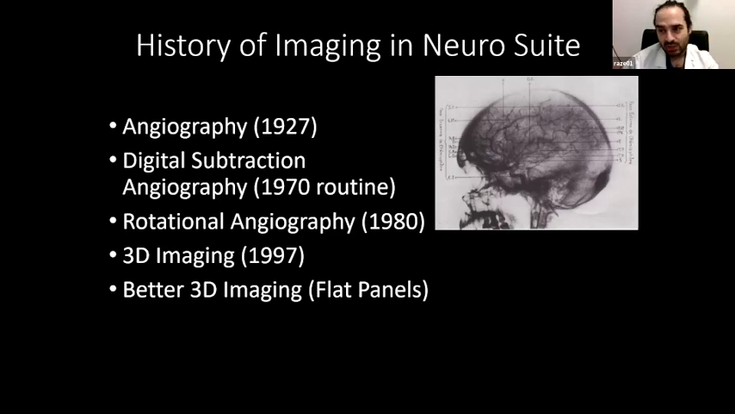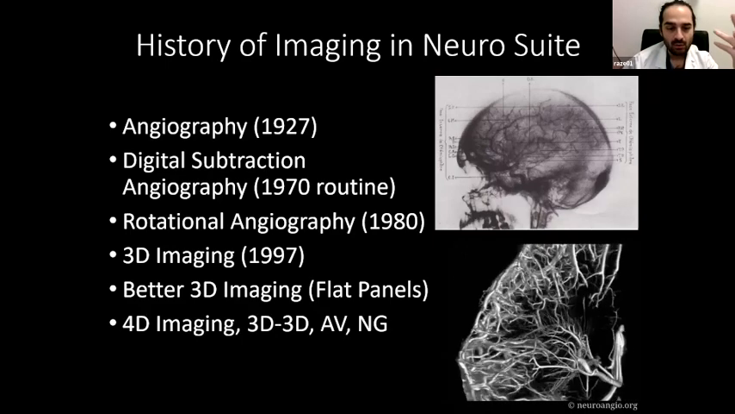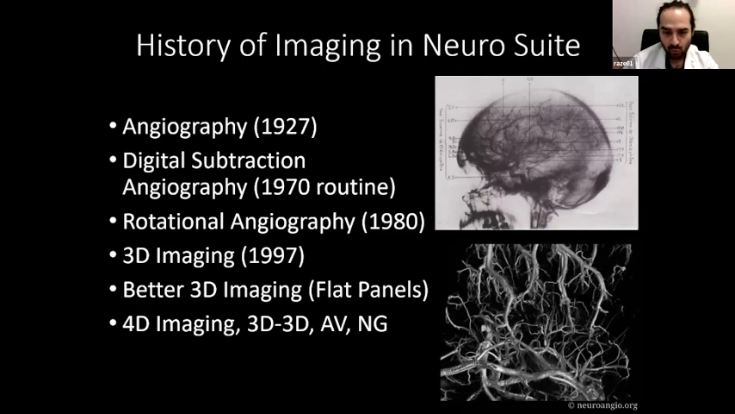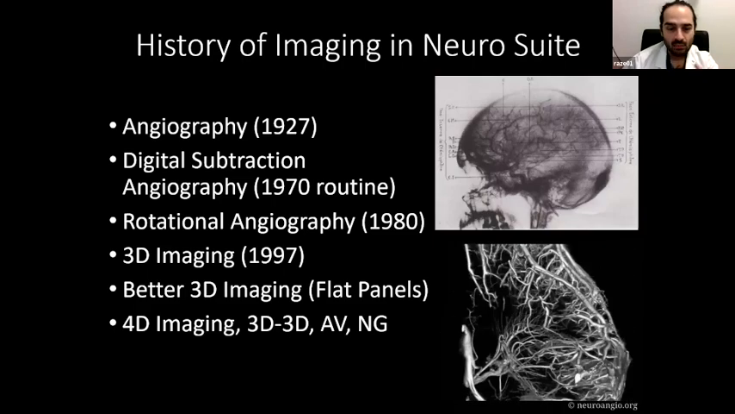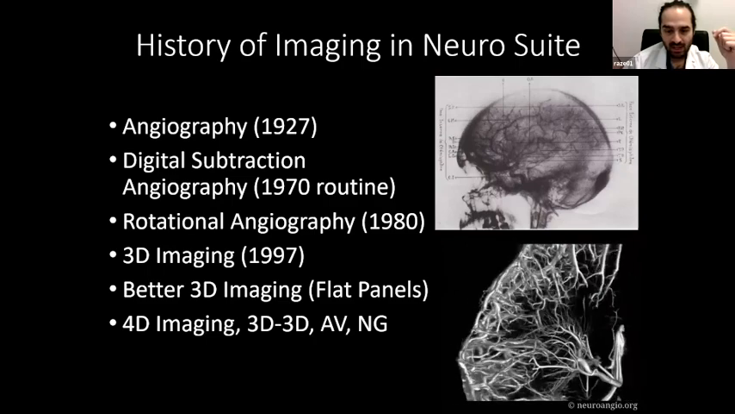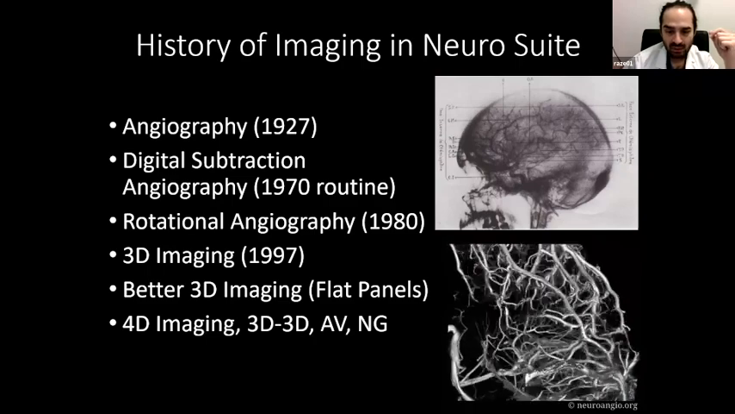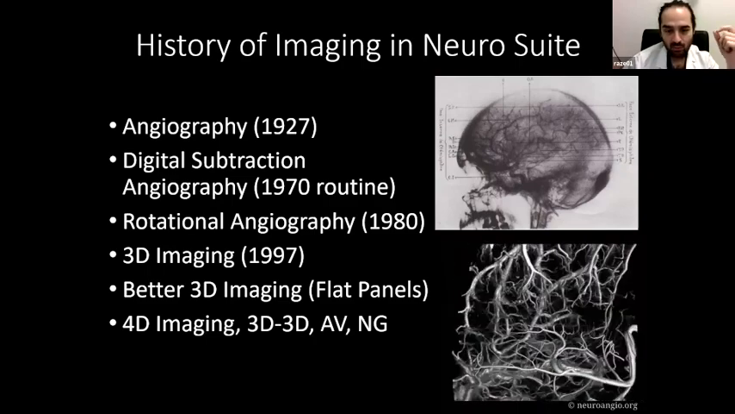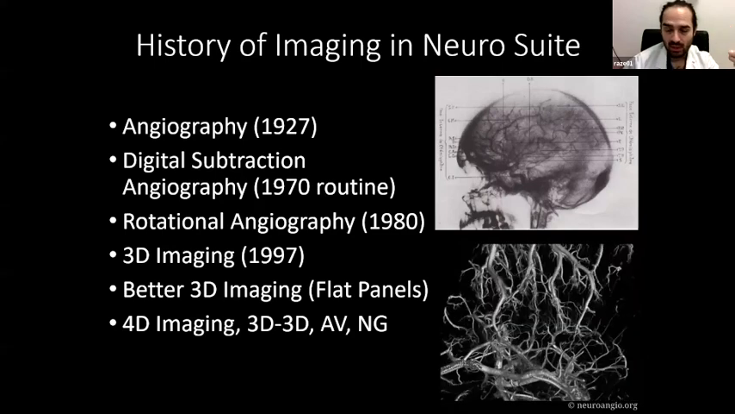Then after that, it was just evolution of software that allowed us to perform 4D imaging and fusion of imaging, which allows us to do several different things. So really, in 100 years, we went from this to this, and that's what I will talk about. What can we accomplish today with imaging?